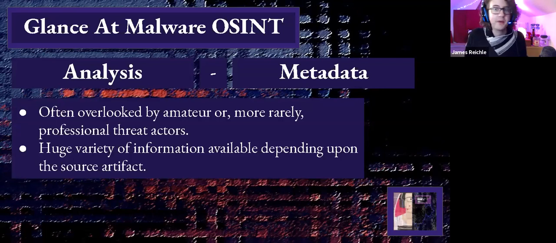And metadata is in more than just pictures. It can be in pictures, audio files, video files. It can be inside of Word documents, right? So if we look a little bit further down, we see a huge variety of information available depending upon the source artifact. You'll understand that each type of file has different types of information you can get out of it, right?